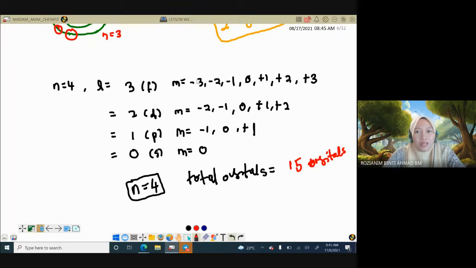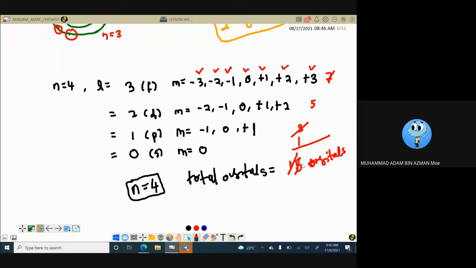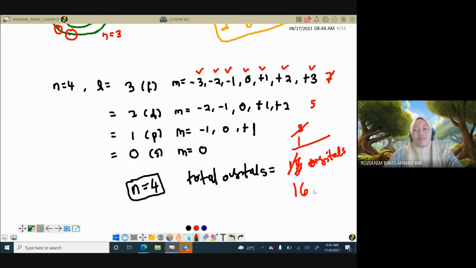So we count. If l equals 3, how many numbers are there? One number refers to one orbital. So 1, 2, 3, 4, 5, 6, 7. So this is 7. This one has 5, and for the next there are 3. And this one has 1. So we total up: 7 plus 5 plus 3 plus 1, is it 15 or 16? 16, madam. Yes, 16 orbitals.